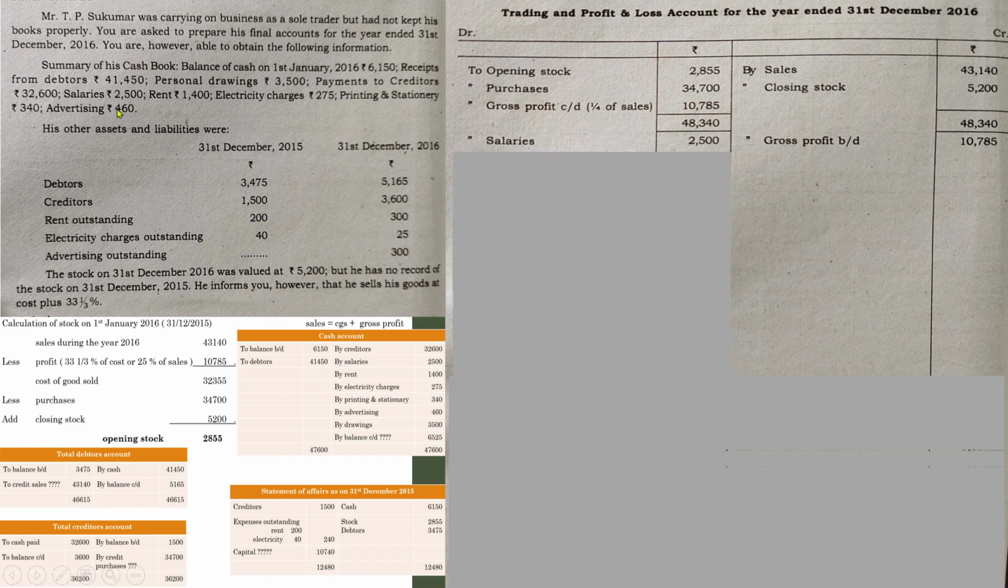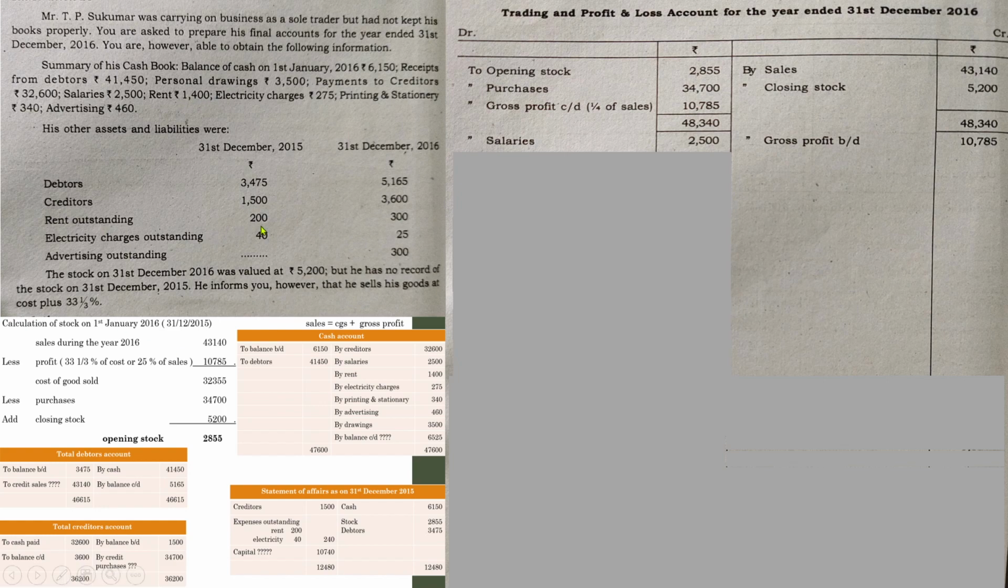Salaries during the year, 2,500. Rent. Before we go into rent, make sure, not only for rent, whenever you are dealing with the profit and loss account, whenever any information regarding expenses or incomes is there, please go through the adjustments to see whether there are any outstanding items in the opening and closing, or any other information in the adjustment area. Make sure whether there is any information or not. Since there is no information regarding salaries, you can write down salaries. Rent, but there is information, that is 1,400 is the rent expense during the year.